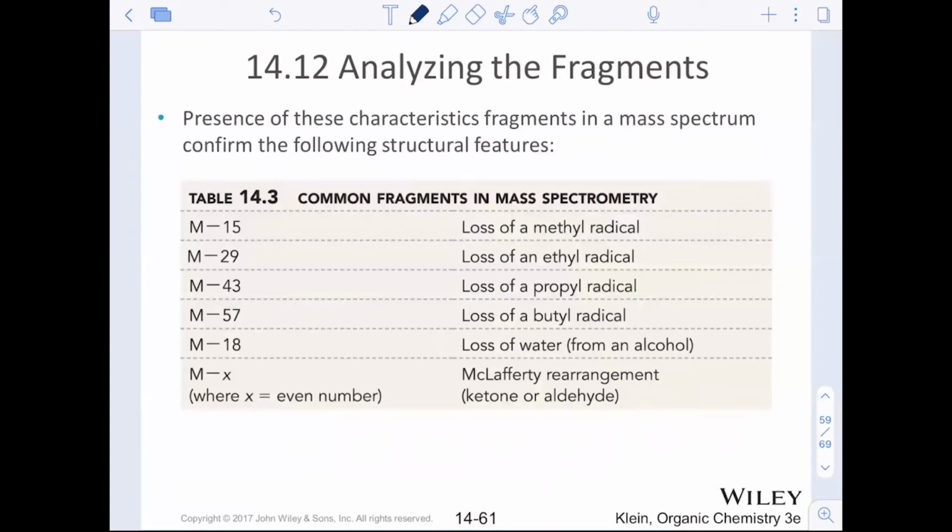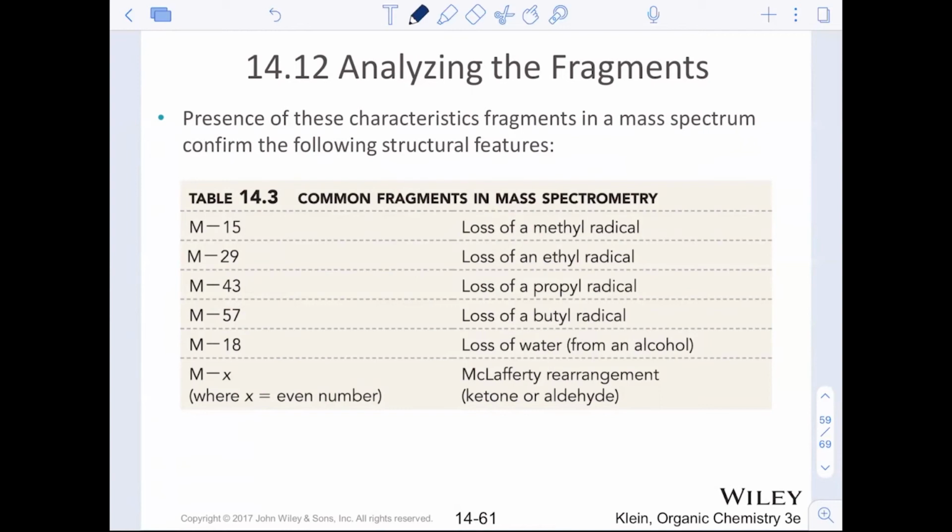Analyzing the fragments is what we're going to get to right now. This is the chart I was talking about earlier. This chart is extremely helpful. To be able to see the parent ion minus 15 means you lost a methyl radical. If you see a minus 29, you lost an ethyl radical, et cetera, et cetera.